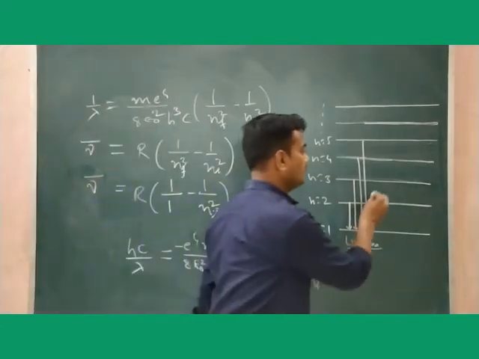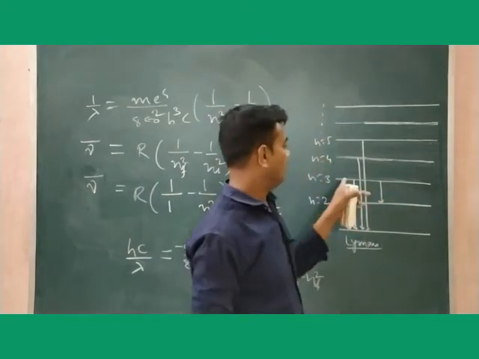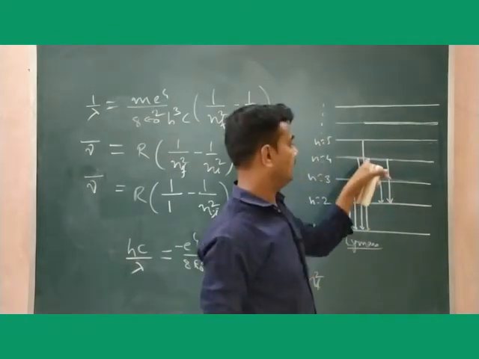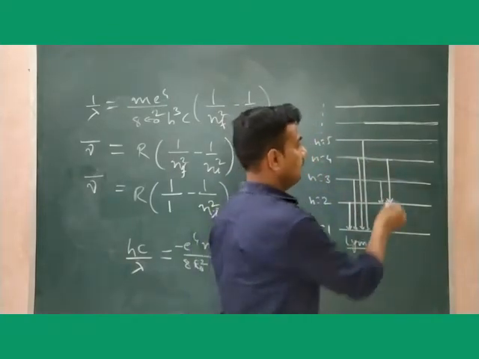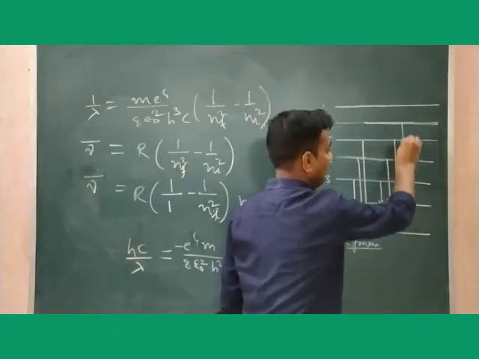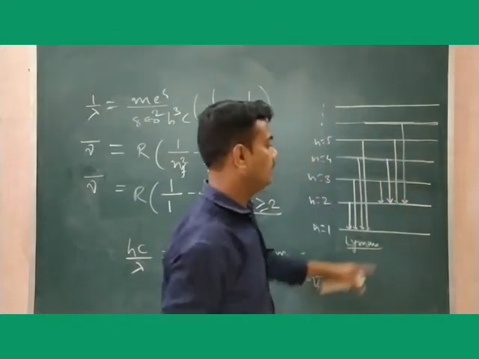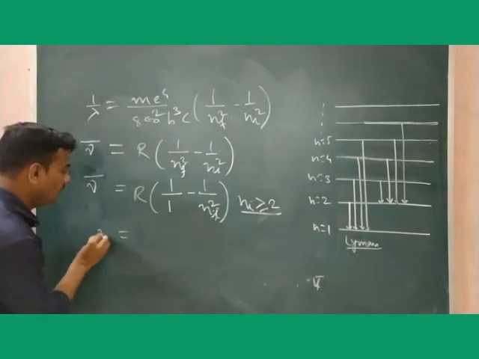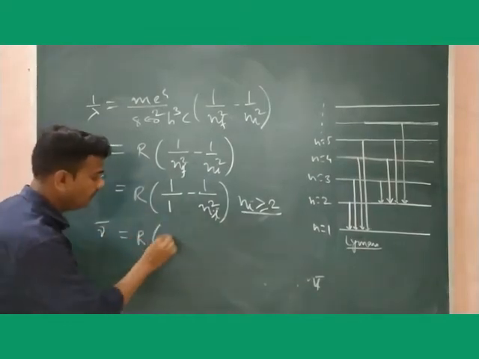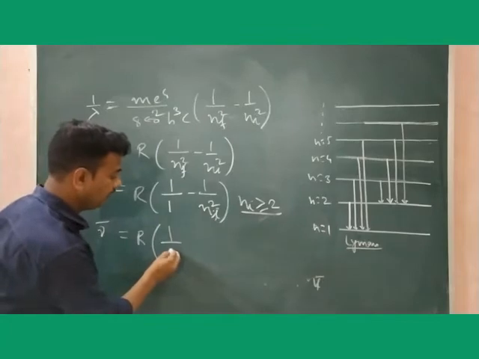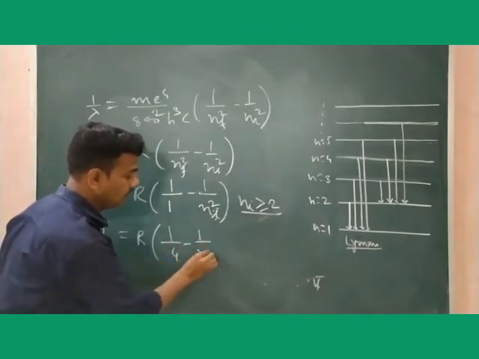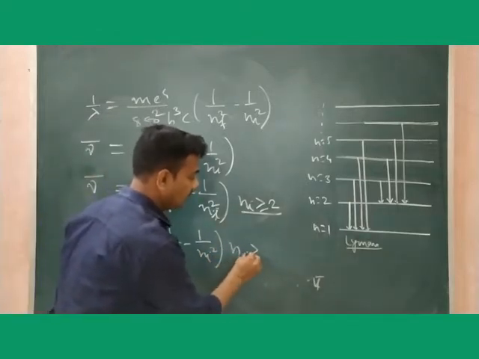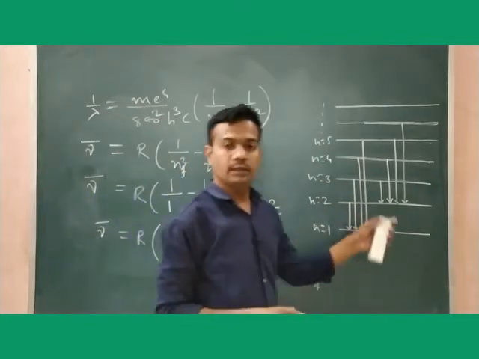An electron can also make a transition from the third energy level, n is equal to 3, to 2, or from n is equal to 4 to 2. For this, nf is equal to 2. So for that, the wave number is given by 1 by 4 minus 1 by ni square, for ni greater than or equal to 3. This series is known as the Balmer series.